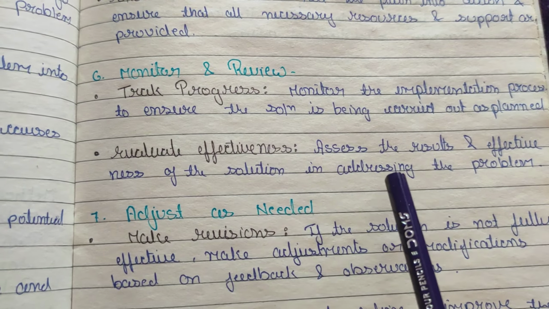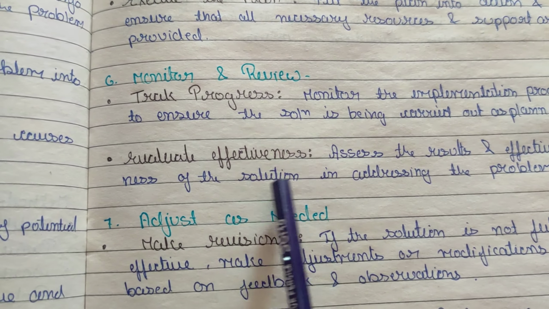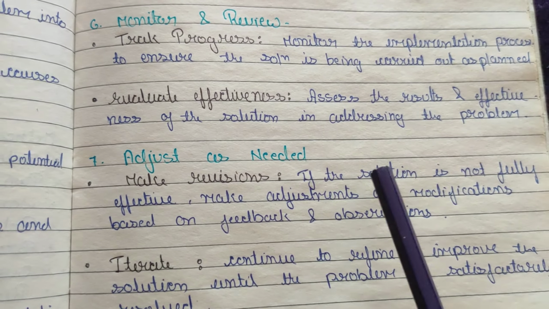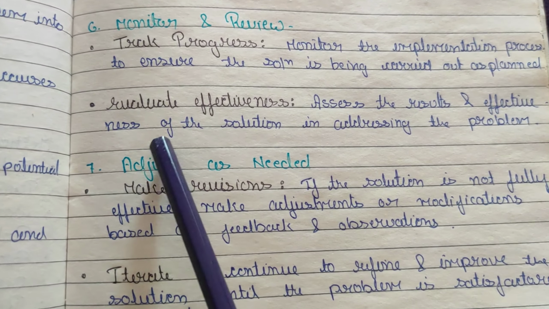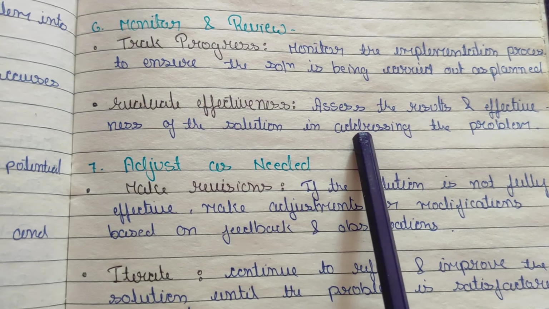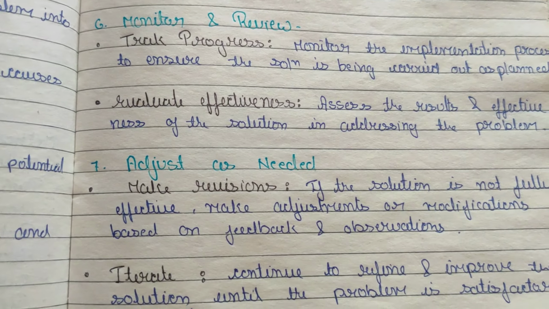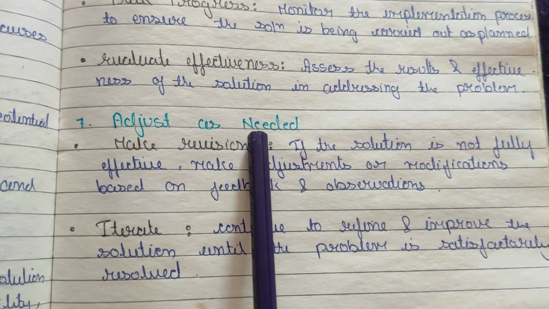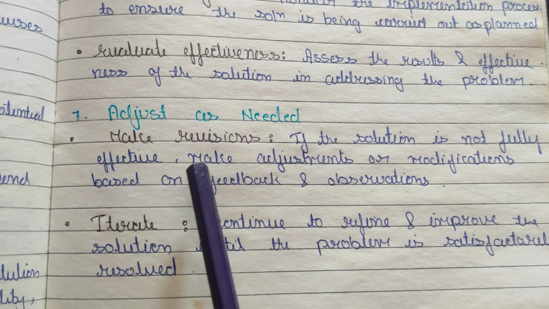Evaluate effectiveness. Assess the result and effectiveness of the solution in addressing the problem. We will assess the result that we gained and the effectiveness of our solution. The seventh step will be adjust as needed. We can make adjustments in our solution as per our need.